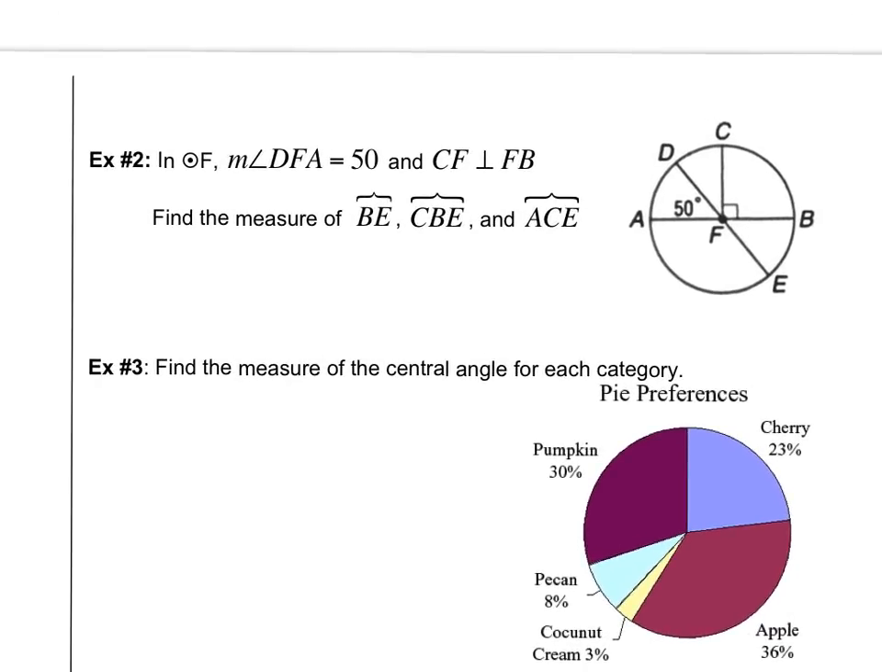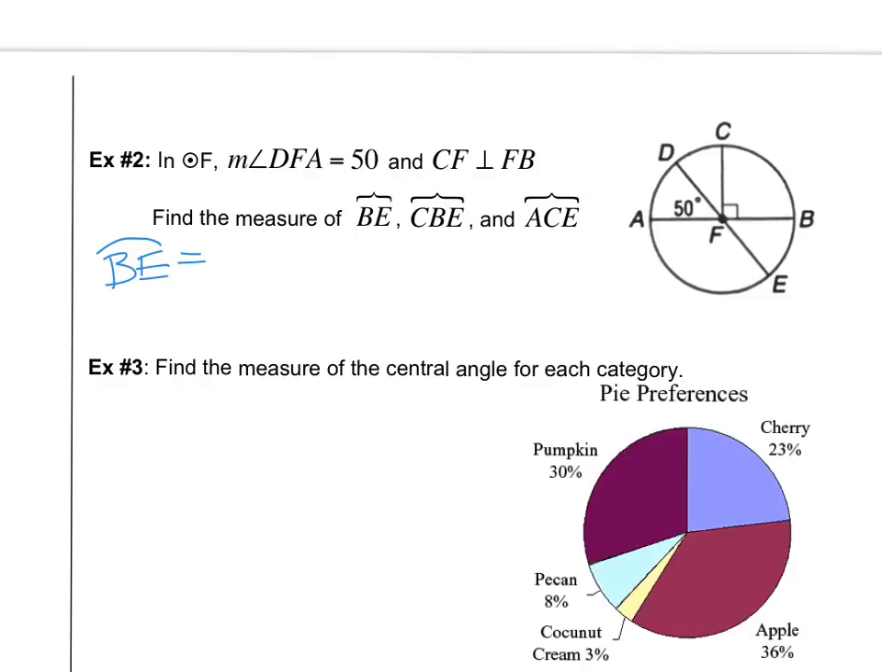Alright, in circle F, the measure of angle DFA is 50. Okay, yeah, we could see that in the picture. And CF is perpendicular to FB, so that's how we get this right angle. And they want us to find the measure of arc BE, CBE, and ACE. Okay, I'm going to do the first two with you, and you guys can do the last one on your own. And by the way, these little symbols are not the correct symbols. It should be this. It's just kind of a little arc. That's what it should be.